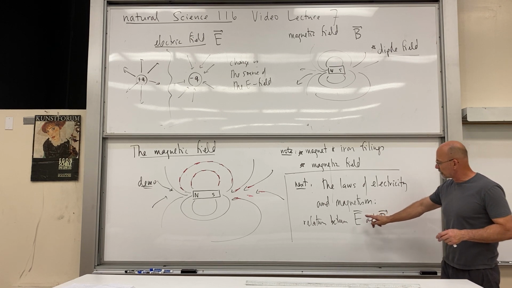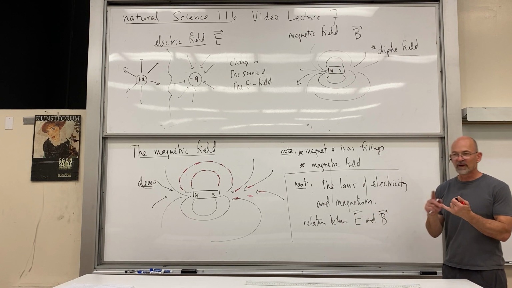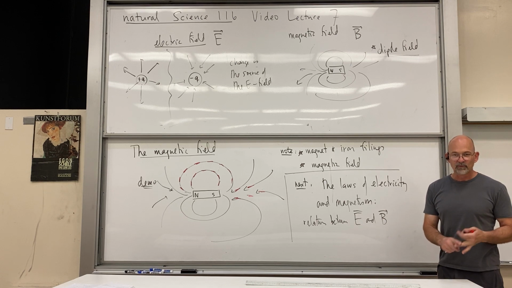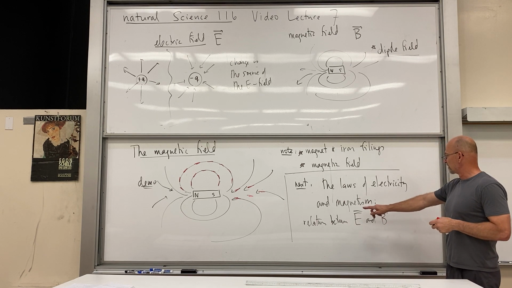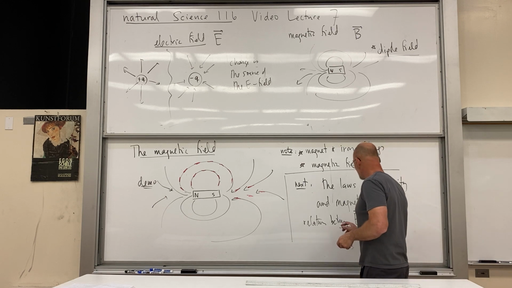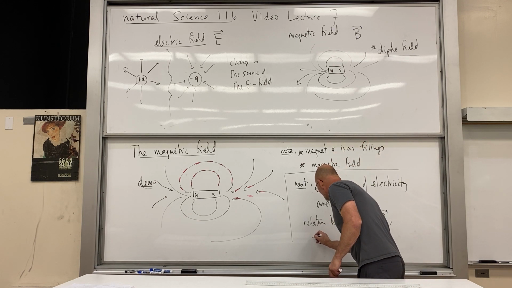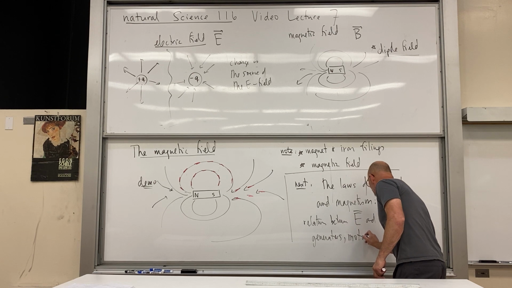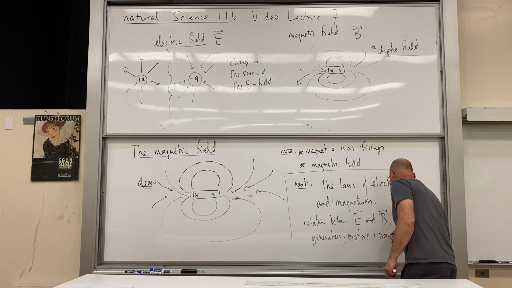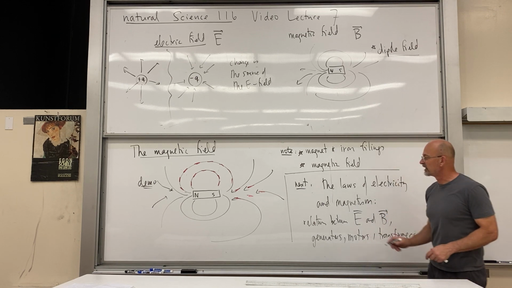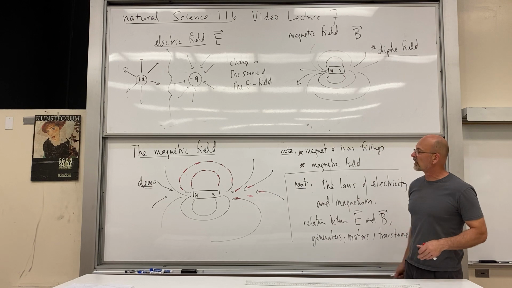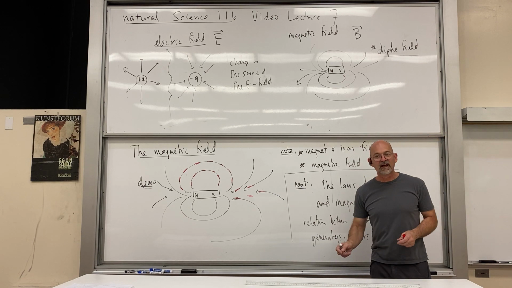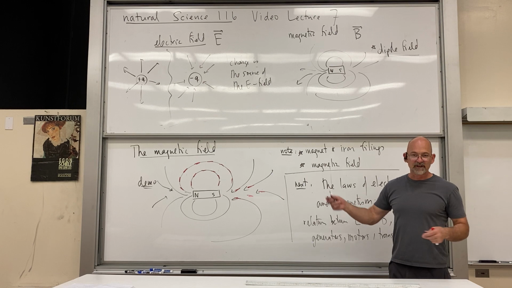And these are going to be crucial in order to find out why we can generate electricity, why we can have motors, why we can have transformers. So relations between E and B, and then we'll also talk about generators, motors, transformers. And like I said the other day, eventually on our last day of review, we'll probably make a giant cartoon with everything that we had and try to show how they're all connected.